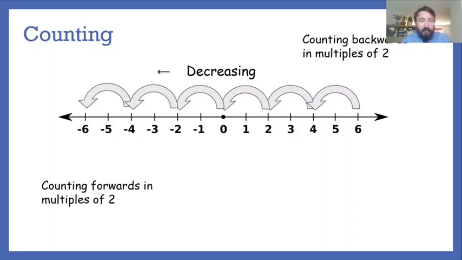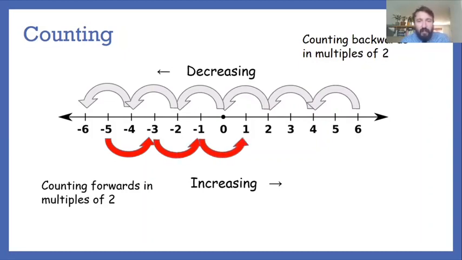If we're counting forwards in multiples of 2, and we're starting at -5, for example, I want to just change it up a little bit here. So -5, if we're counting in multiples of 2 and it's increasing, okay, we'd have -5, -3, -1, 1, 3, and then 5.